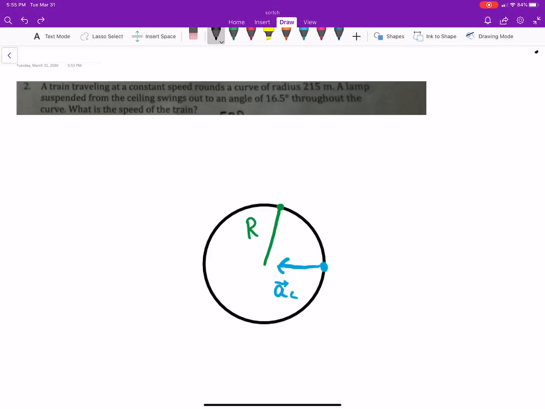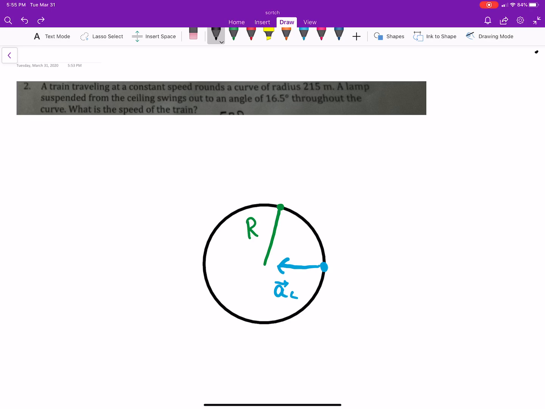Okay, so we're going to do another problem that looks at circular motion. In this case, we have a train traveling at a constant speed around a curve of radius 215 meters. A lamp suspended from the ceiling swings out an angle of 16.5 degrees throughout the curve. What is the speed of the train?